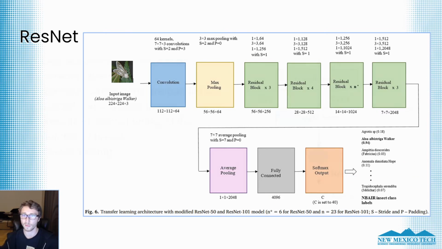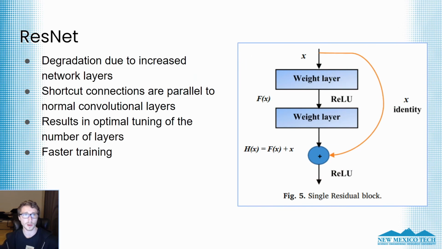So what are these residual blocks? Well, degradation can happen in the system due to an increased number of network layers, and this one has a great deal. But residual blocks allow for a shortcut connection parallel to the normal convolutional layers. So basically individual layers can be shortcutted around and ignored. This results in optimal tuning of the number of layers and much faster training.